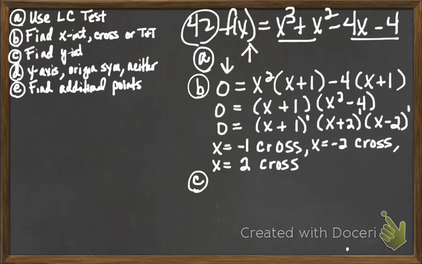C is asking you for y-intercepts. So you should be able to do this without any work to find the y-intercepts. Let all the x values go to 0. That's just going to get rid of all of the first 3 terms. And your y-intercept is -4.